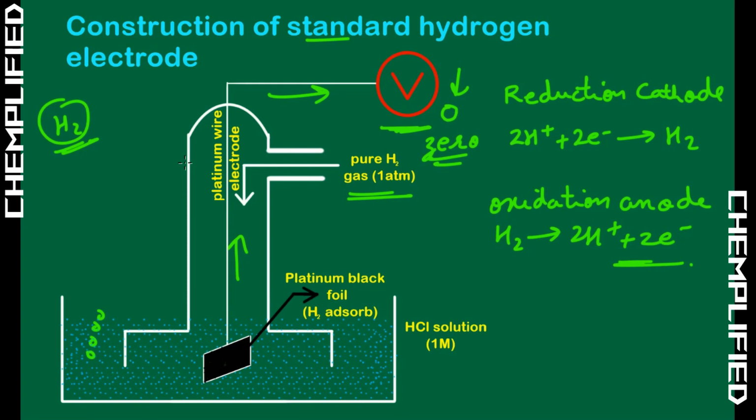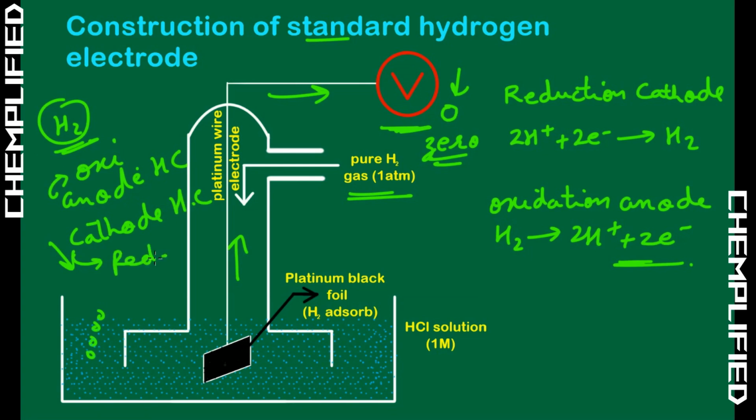Now how are we going to use this system to calculate the electrode potential of other systems? This system can act as your anode half cell as well as cathode half cell, or you can say as oxidation half cell or reduction half cell, depending upon the flow of electrons. Now how are you going to calculate the electrode potential of other electrodes or cells using this standard hydrogen electrode? Let's take a look at that.